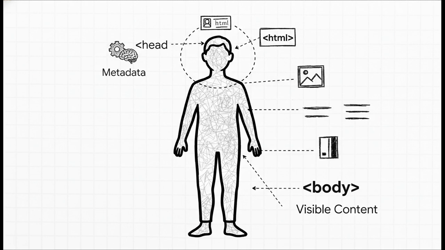The document type just tells the browser, hey, we're using the latest version of HTML. The HTML tag is the main container for everything else. Then you have the head, which is for all the behind-the-scenes info, and finally, the body. The body is where the real fun happens. That's where you put all the stuff your visitors are actually going to see.